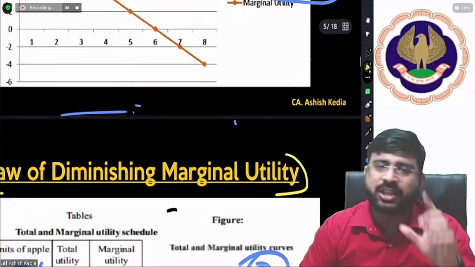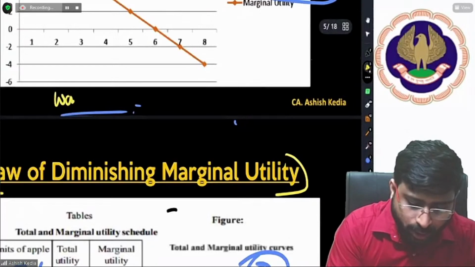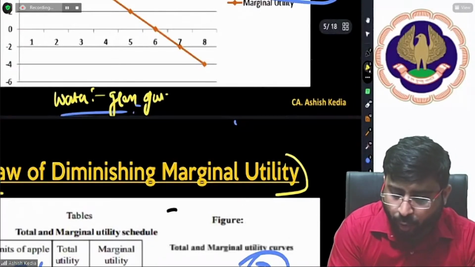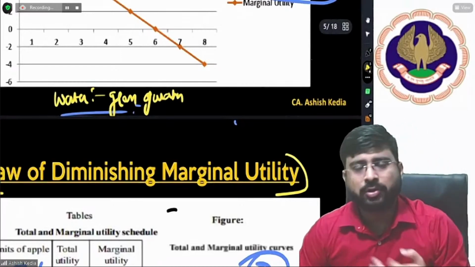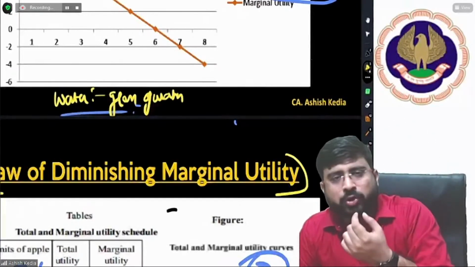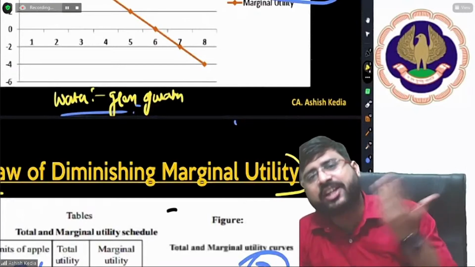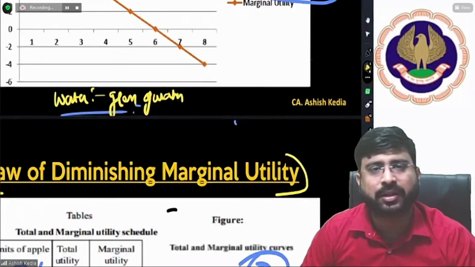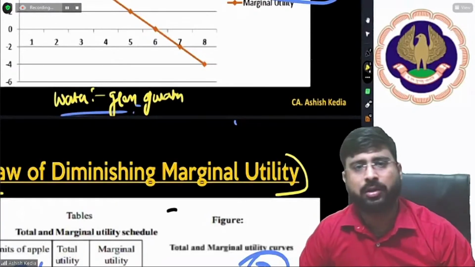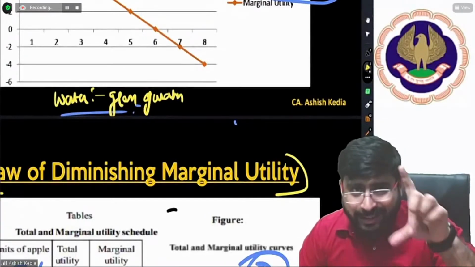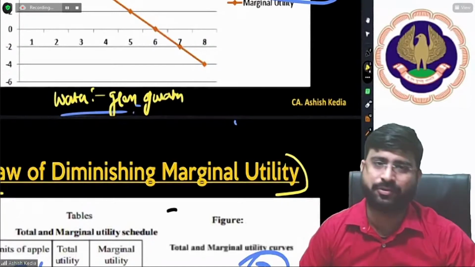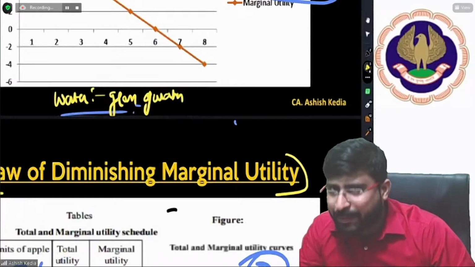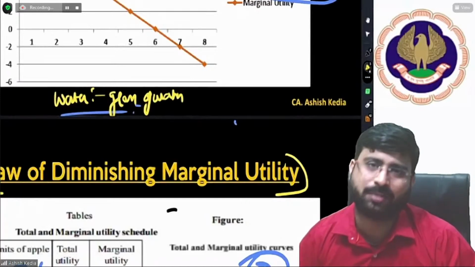Sir, another example of standard units. Suppose you are feeling thirsty and you want to have water. So the standard unit will be a glass of water. Now if somebody gives you a spoon of water, the first spoon, second spoon, third spoon, fourth spoon, all will give the same satisfaction. Why? Because the unit is too small. But when you get a glass of water, that should be considered the first unit. Second glass of water, second unit. Then we will be able to study the relationship of the law of diminishing marginal utility.